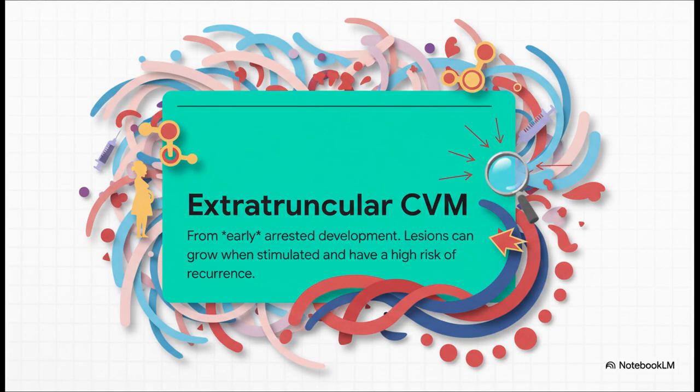So extratruncular lesions, these are the result of an early stage error. And because they're less developed, they hold on to some of their embryonic qualities. What does that mean? Well, it means they have the potential to grow and spread when they're stimulated, by things like the hormonal changes of puberty or pregnancy or even from an injury. It also means there's a high risk of them coming back after treatment if you're not careful.